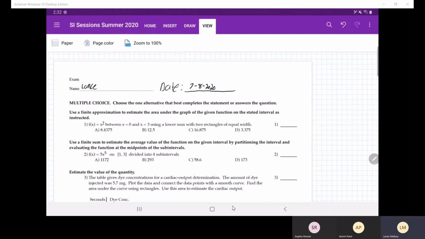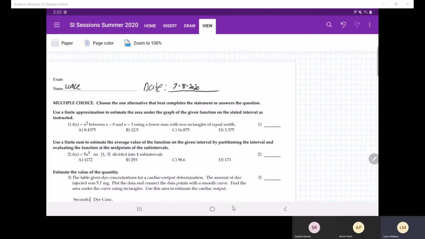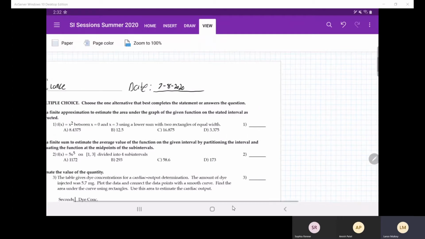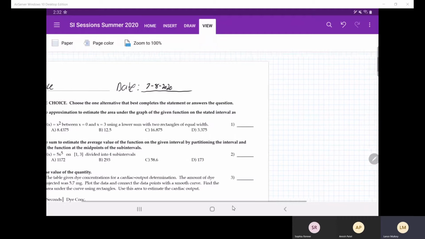He went over this at the beginning. f of x equals x squared between 0 and 3, and he wants to use the lower sum with two rectangles of equal width. I hate the use of lower sum and upper sum because if you have an upper sum in the middle of an area, it's annoying. But he also wants equal widths, so I'm going to say left-hand sum.